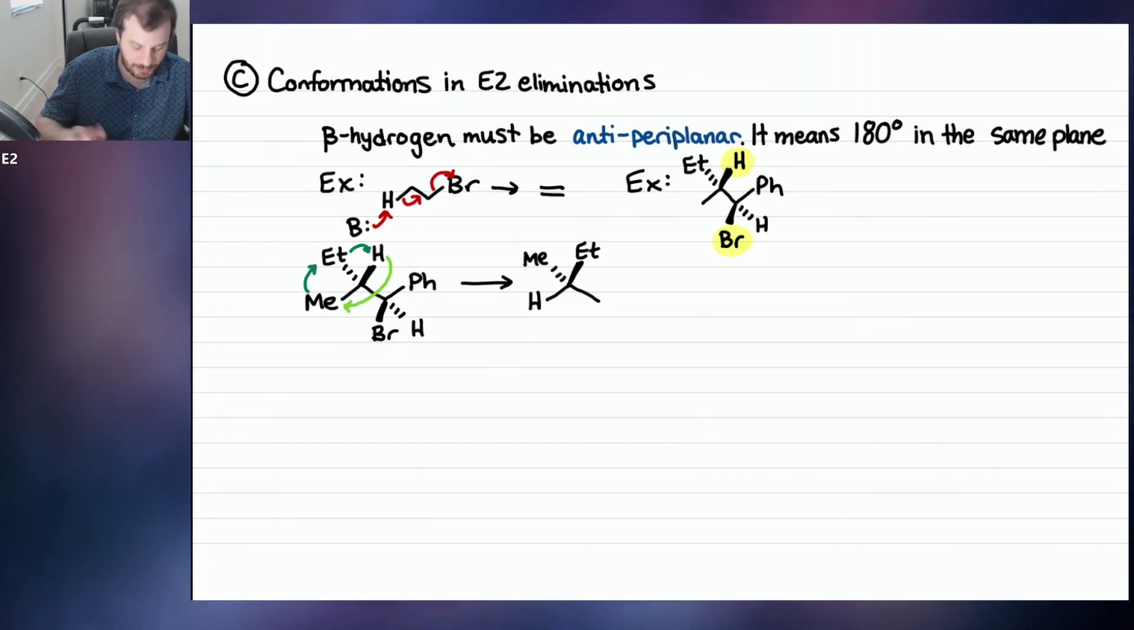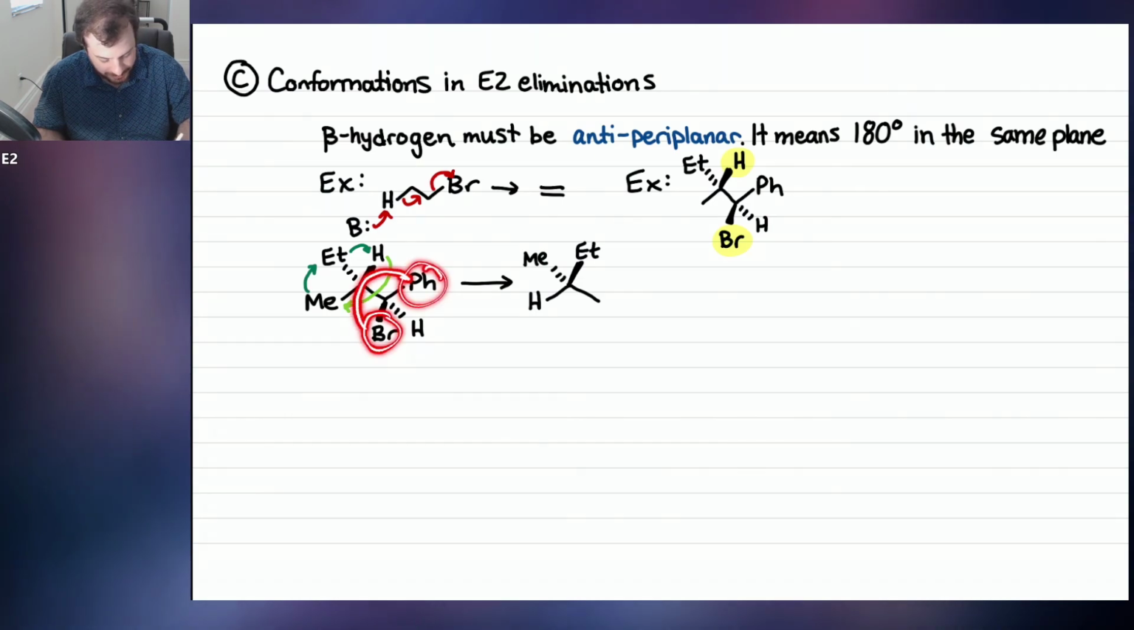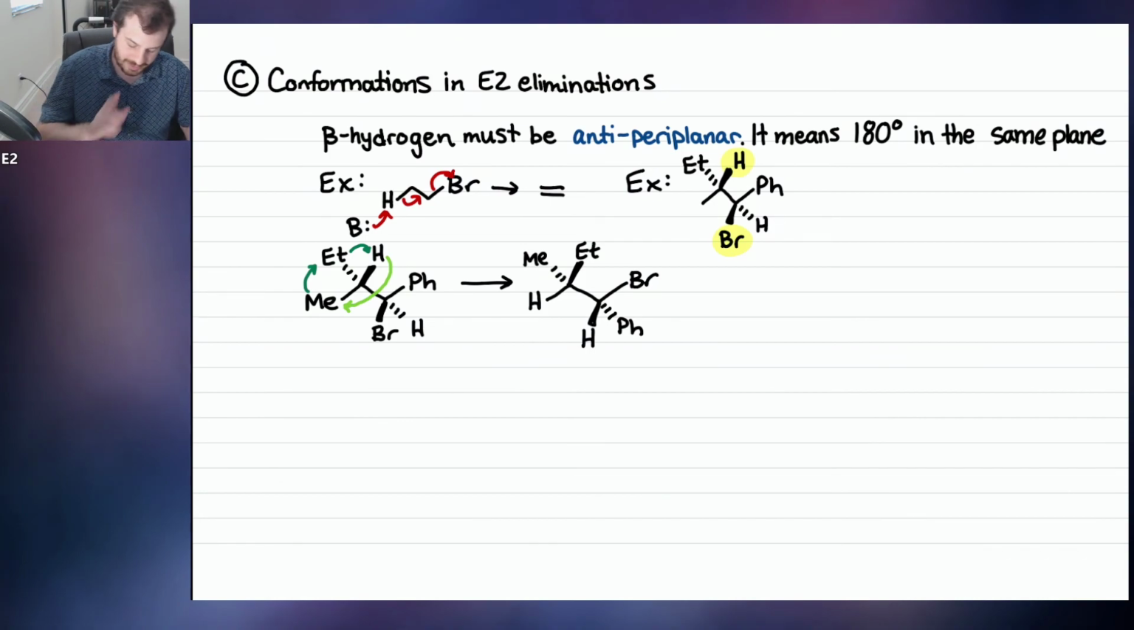And now let's do the same thing with the bromine. The bromine needs to get to where the phenyl is. So the phenyl will move to the H, and the H will move to the bromine. That'll put the Br where the phenyl was. The phenyl goes to where the H is, and the H goes to where the bromine was. It'll look like this. And now look what we have. We've enabled that key anti-periplanar relationship. Now we do the elimination reaction.